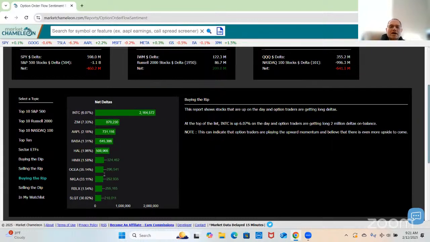So that would be like buying the rip. That's what happened, it looks like, in Intel. It was up, and options traders continued, the order flow on balance was conveying that they think it's going to continue, right? By the order flow sentiment. ZIM up 7%, and the order flow sentiment was positive, Apple, and so forth. And it doesn't necessarily mean we know what the stock is going to do.